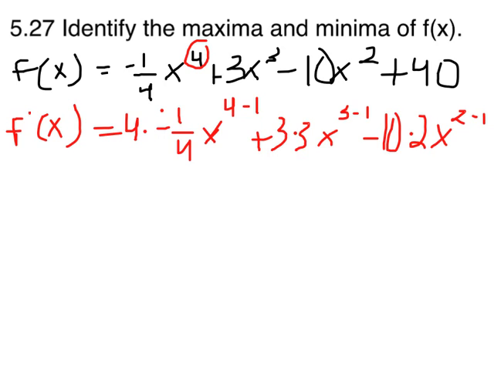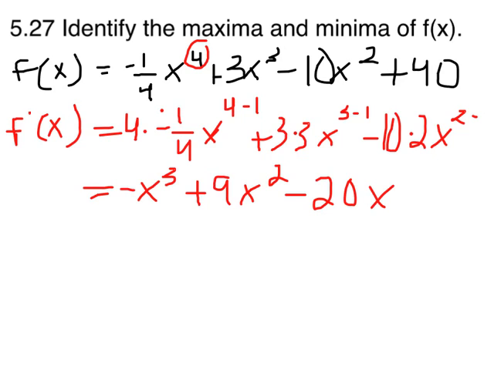When we have a term like 40 with no variable x attached to it, we know that this is a variable to the 0 power, and 40 times 0 is equal to 0, so we can just leave that by itself. Then we can simplify this to f prime of x equals negative x cubed plus 9x squared minus 20x.